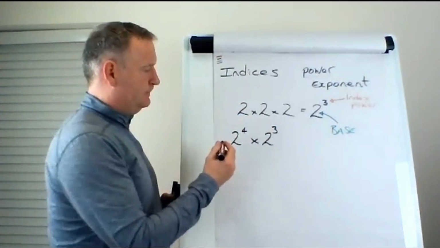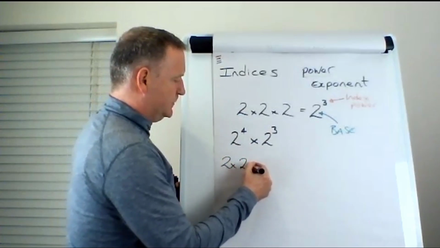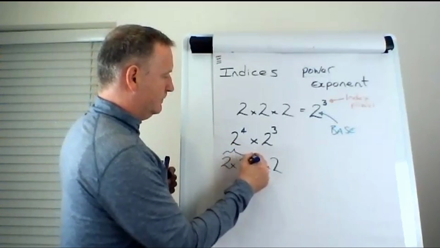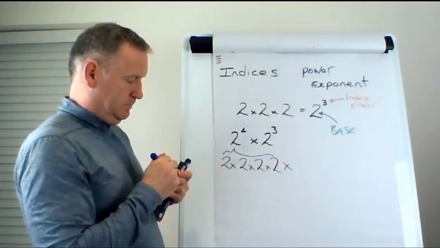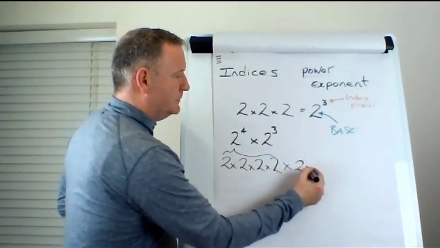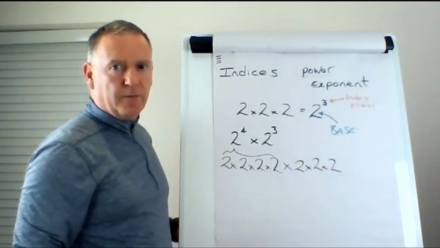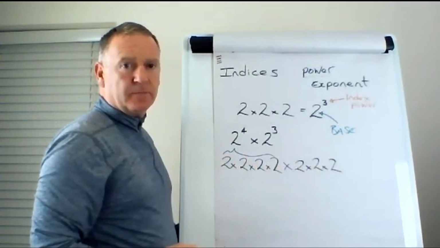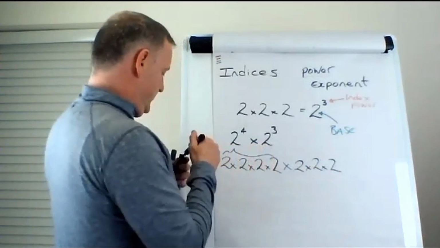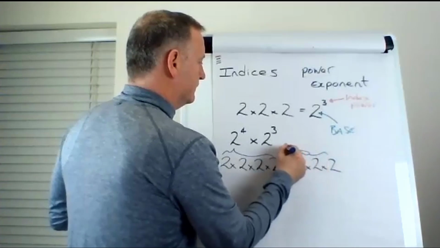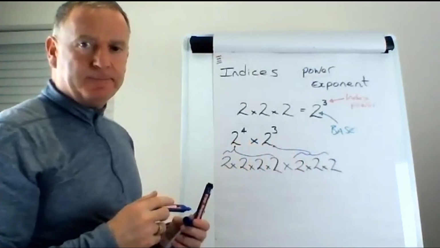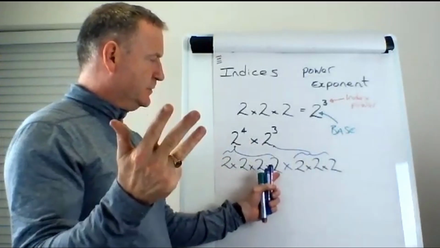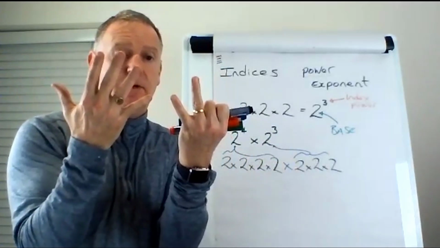So if I write that out in full, this one, 2 times 2 times 2 times 2, is this one, times 2 times 2 times 2. Okay with that? How many times can you now see the 2? 7 times. So this is going to be 2, 2, 2, 2, 2, 2, 2, and now we see it 7 times.